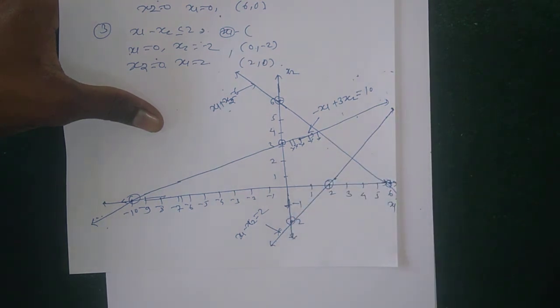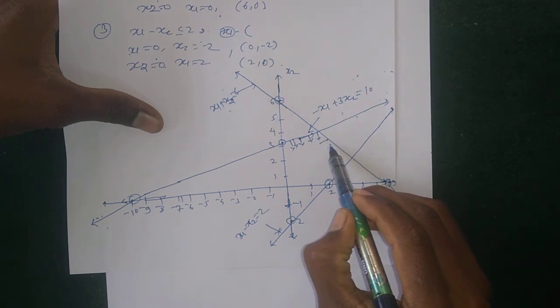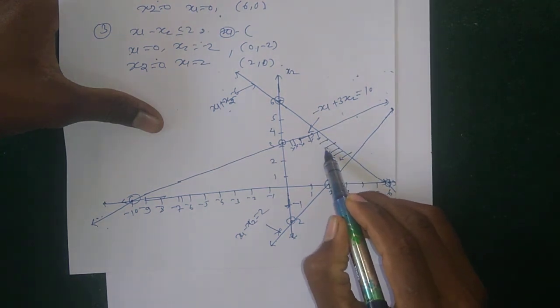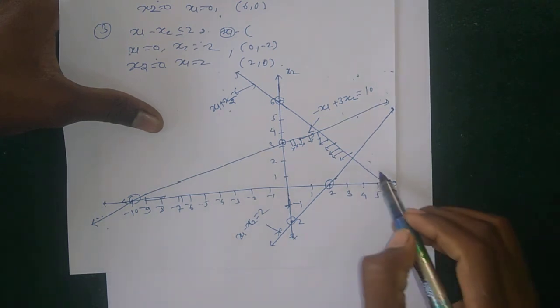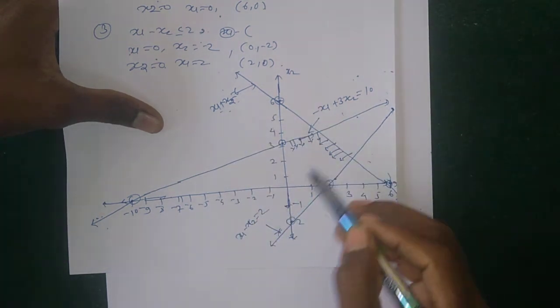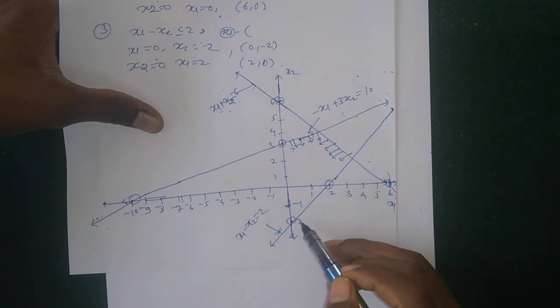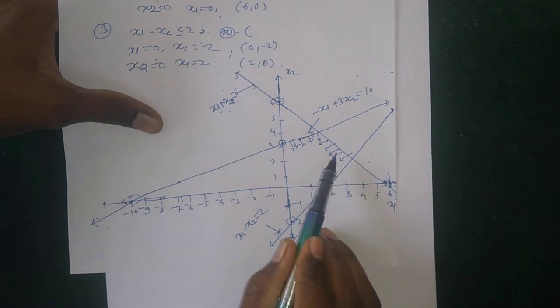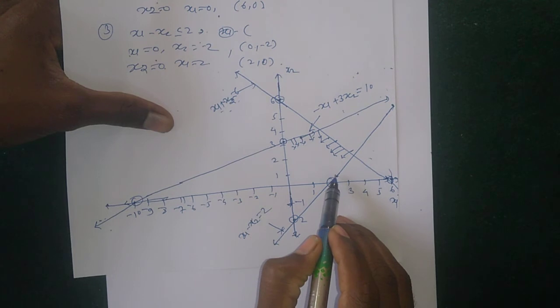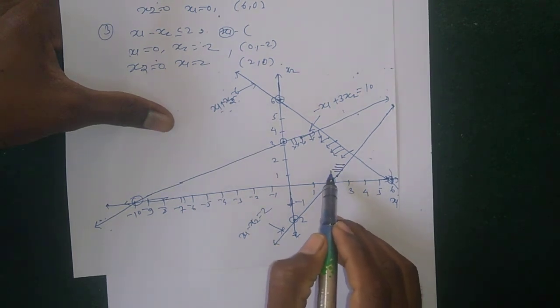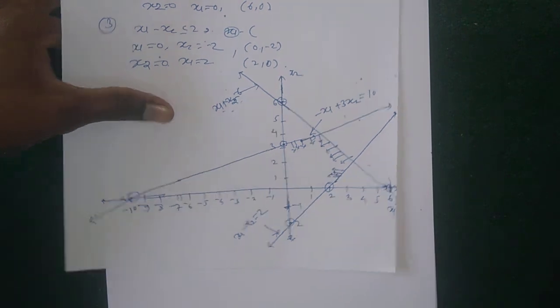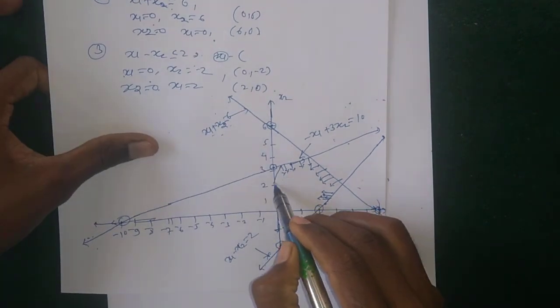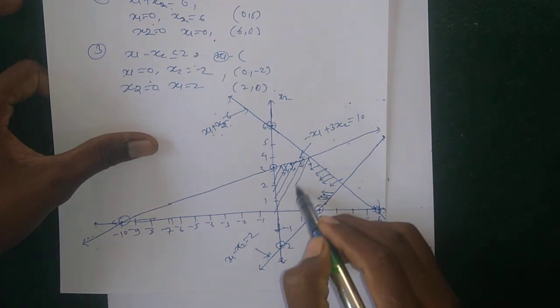Then next is x1 plus x2 less than or equal to 6. Their portion must be below the side of this line. The line x1 plus x2 is equal to 6, below the side of this line. And the last, x1 minus x2 is less than or equal to 2. Their portion must be on the lesser side. In this way, the common region is here. This is the common region.